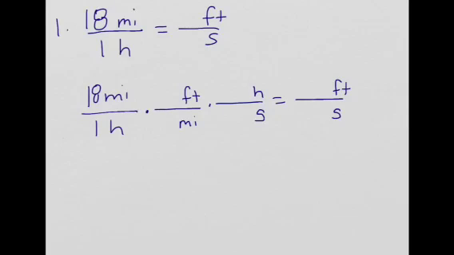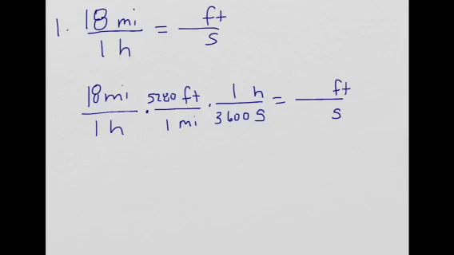Now I need to ask myself, what do I know about feet and miles? Well, I know there's 5,280 feet in 1 mile. And what do I know about hours and seconds? Well, I know there's 60 seconds in a minute, and there's 60 minutes in an hour. So if I multiply 60 times 60, I'm going to get 3,600 seconds in 1 hour.